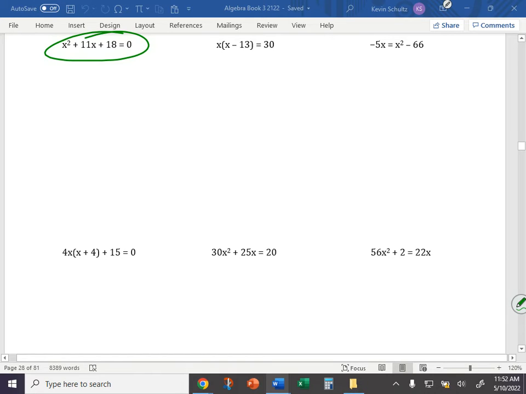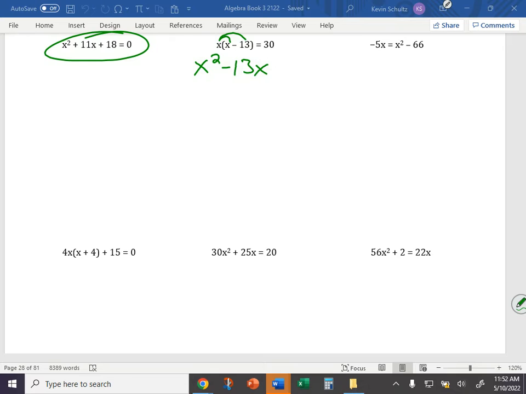This one with those parentheses, I want to help you out a little bit. Your first step would be to distribute that x term into the parentheses, which gives you x squared minus 13x equals 30.